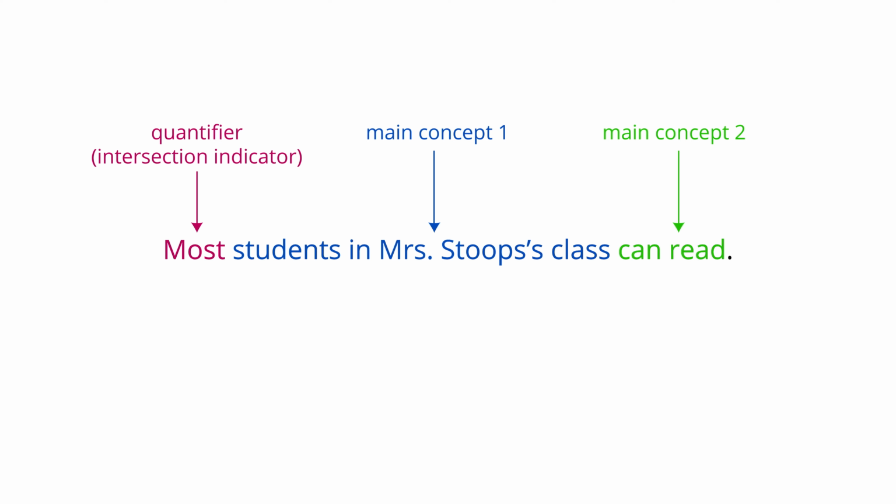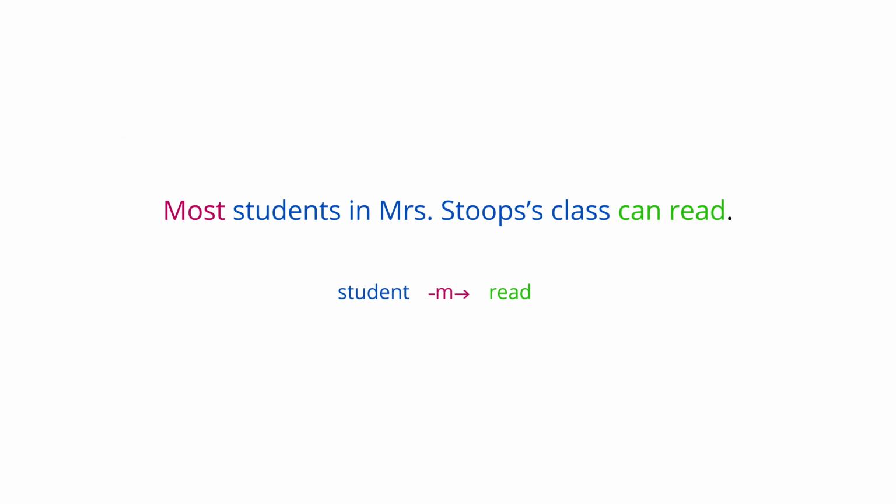The next step is to assign symbols to represent those two sets. And I'll just use the same symbols as we used in the some translation, right? Student for students in Mrs. Stoops' class and read for students or people who can read. And then the final step is just to add in the most arrow. In logic, this claim says students, most arrow, read. Now, again, I want to emphasize that the arrow is unidirectional. Okay, this is the point of difference between the most arrow and the some arrow.